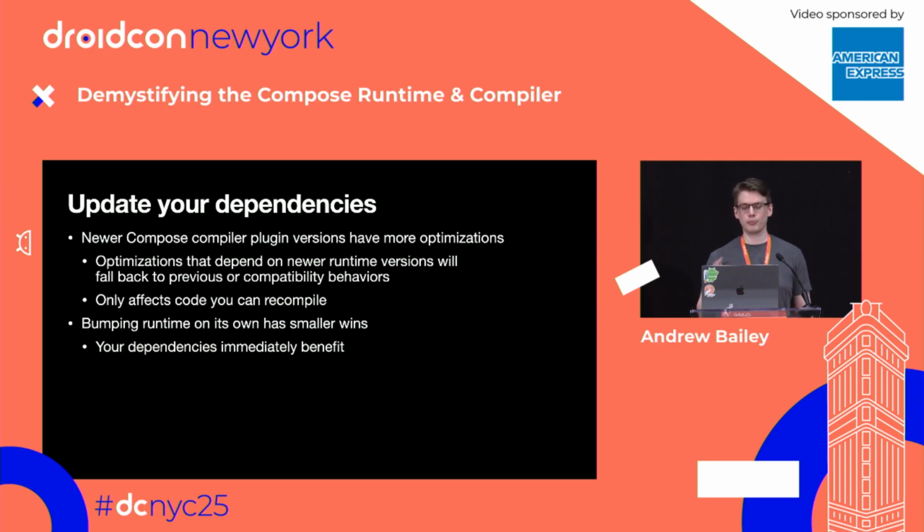Another thing to bear in mind is that the compiler has different behaviors depending on which version of the runtime is actually present in your compile time class path. We will give you better behaviors for the compiler if we see that there's a newer version of the runtime present. You can update the runtime on its own. It will have a much smaller impact, but it will impact everything as well. So keep your code up to date.